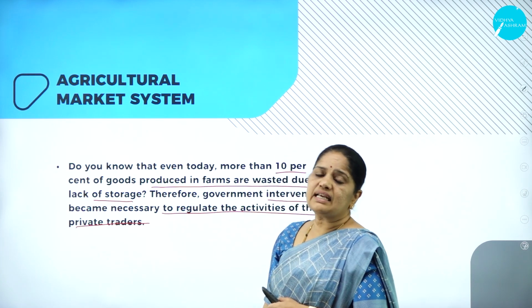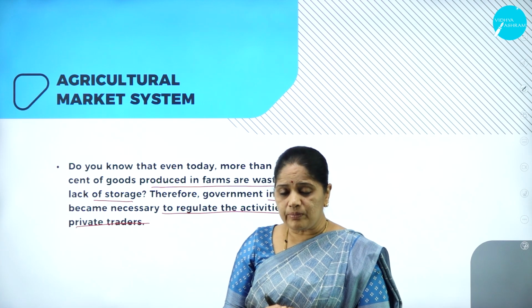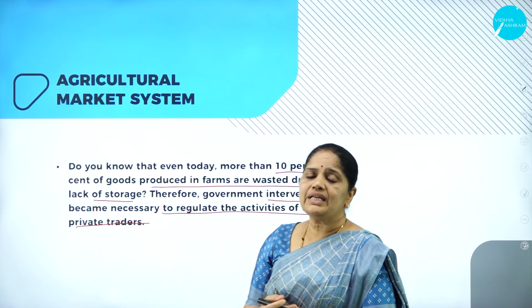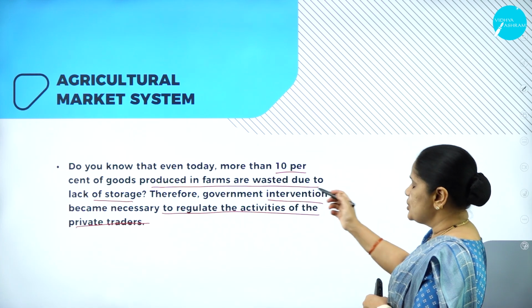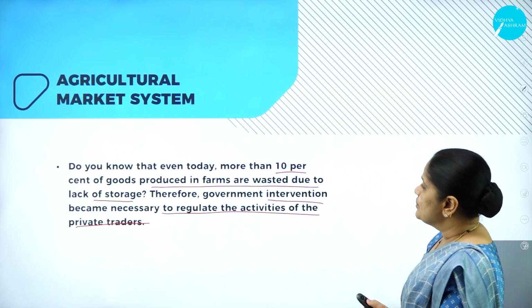So we can see that even today, most of the agricultural produce is lost. Almost 10% of the agricultural produce is lost because there are no storage facilities. Now, government intervention has become necessary to regulate the activities of the private traders.